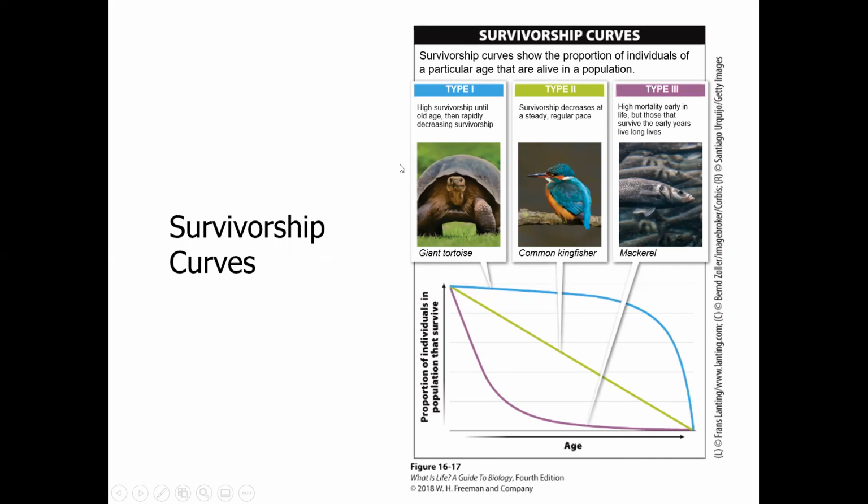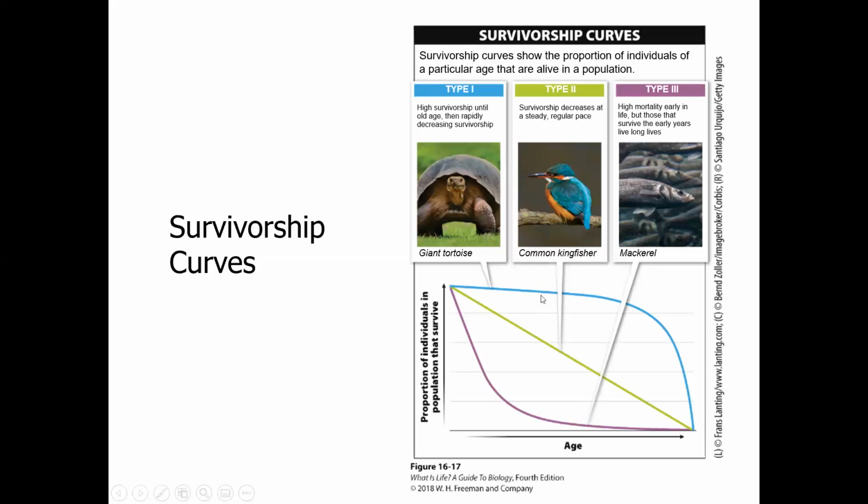This is basically when you have high survivorship until old age. And then once you hit old age, you have a huge drop in the number of individuals that don't make it. For example, the giant tortoise: a lot of individuals survive a very long time and are able to reproduce much later. But once they get past that age of sexual maturity, much, much later, they drop off and everybody dies.